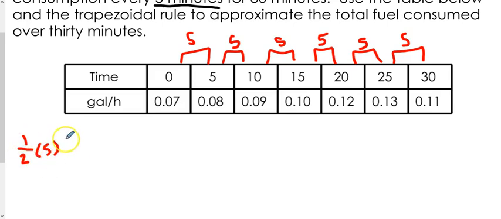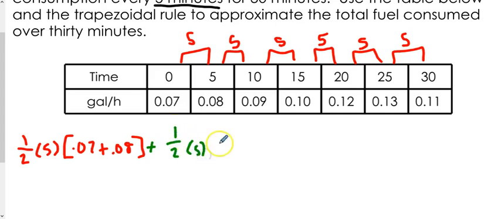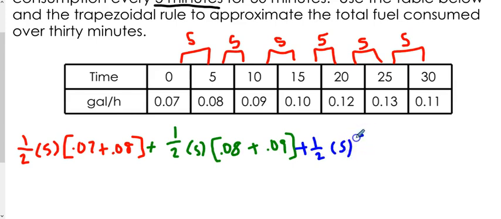So we've got 1/2 of 5, and then we're going to have our first 2 points. So 0.07 plus 0.08, because those are our bases. And then we're going to add another piece. So I'll change the color so you can see I'm changing pieces. It's still going to have that 1/2 in the 5. But now we're going to use 0.08 plus 0.09. Okay, then another piece. I'll change colors again. Still got the 1/2 in 5. But this time we'll have 0.09 plus 0.1.